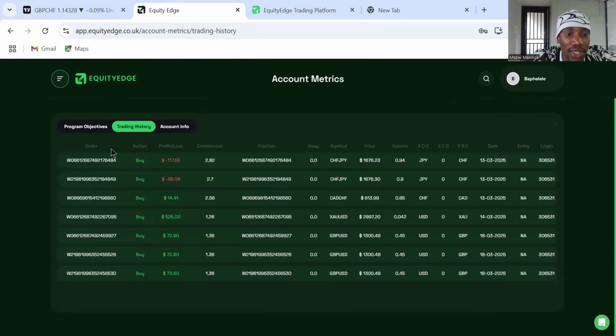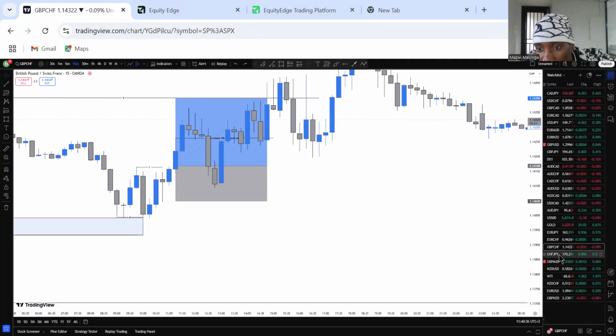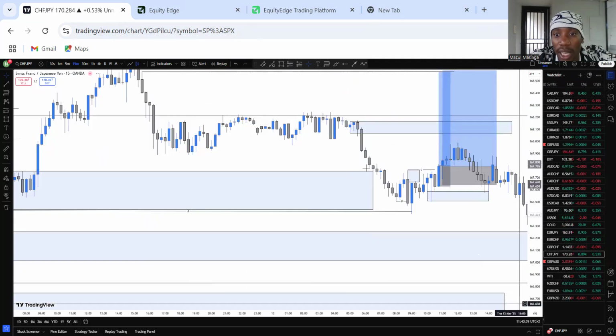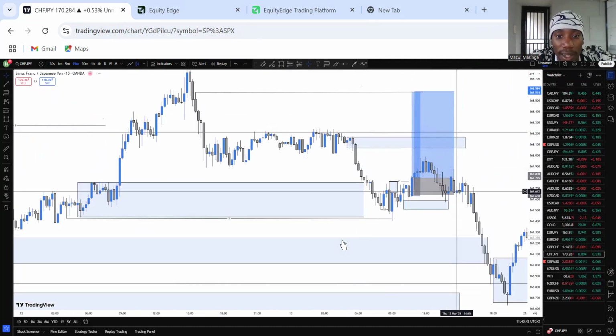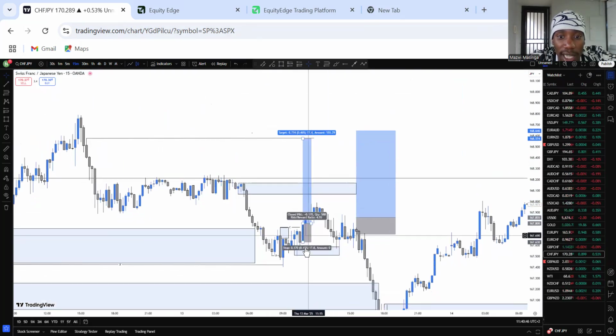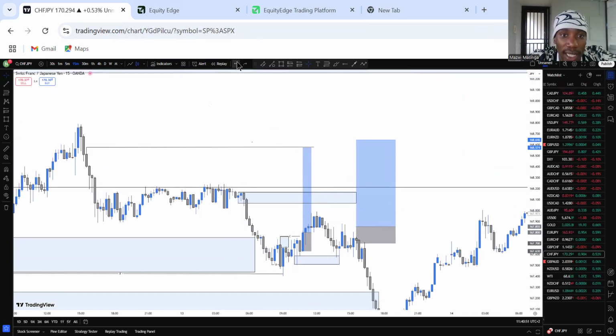Let's go to trade history so that I can show you how I took a trade on CHF JPY. Let's run straight into CHF JPY. This was the first trade that I took. It came back to wick me out, and I took a loss. And yeah, man, I took a loss from this one.